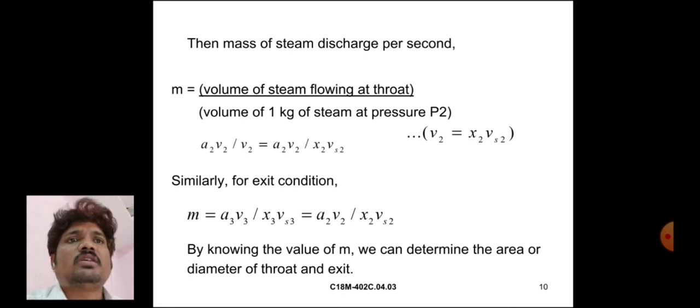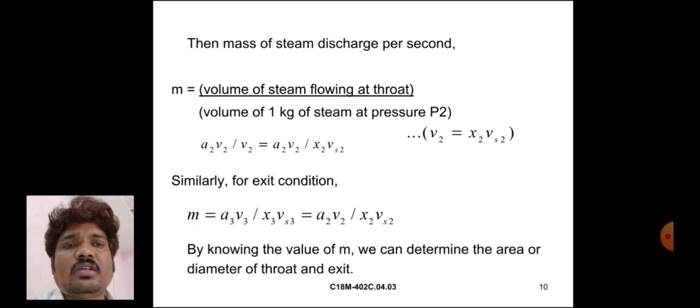Then the mass of steam discharged per second, M, is equal to the volume of steam flowing at throat divided by the volume of 1 kg of steam at pressure P2. This equation can be written as M = A2 V2 / v2, where v2 is X2 Vs2, so M = A2 V2 / (X2 Vs2). Similarly, for exit condition, M = A3 V3 / (X3 Vs3).